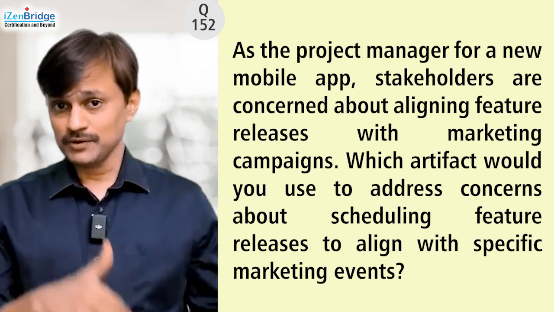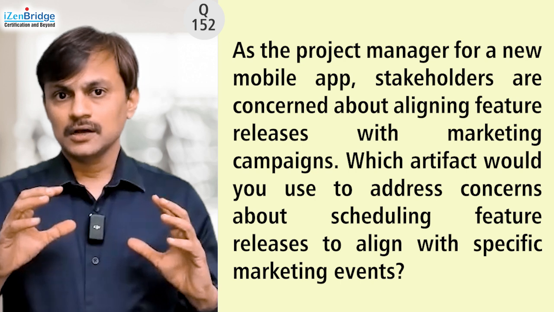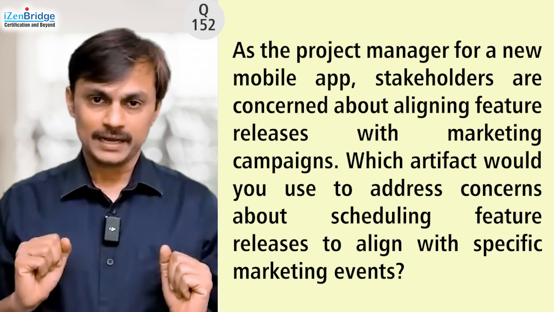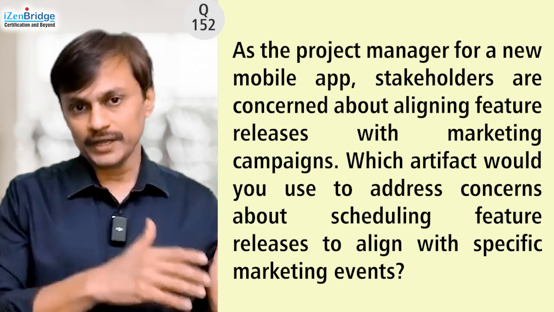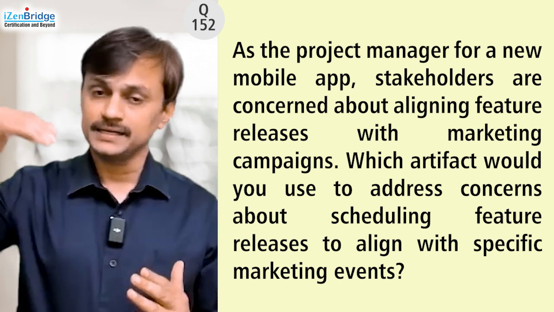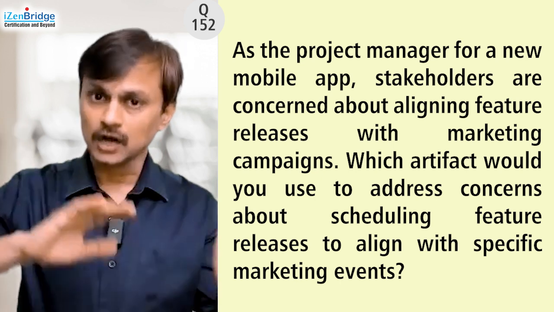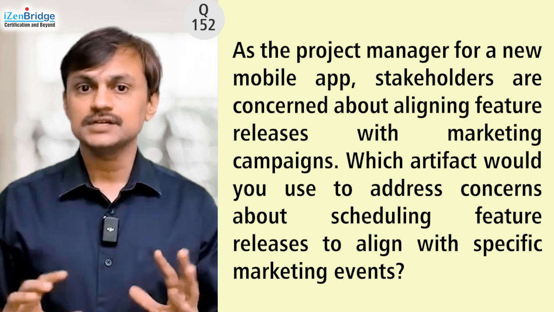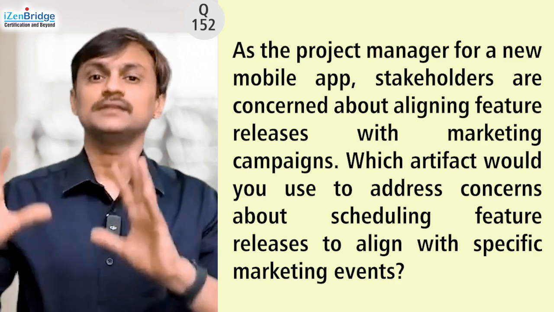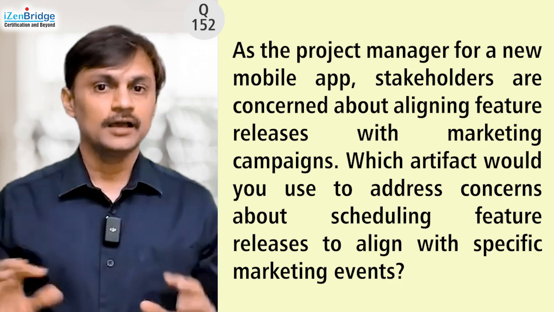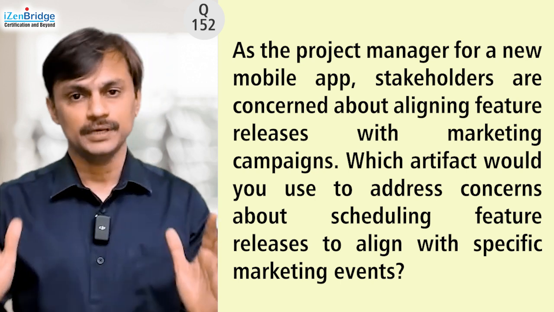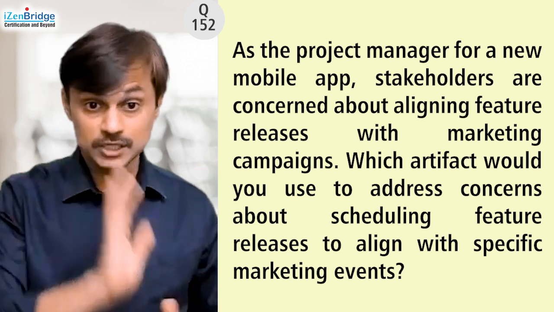So let's understand the question before we go to the options. Our stakeholders are talking about doing some promotion related to our mobile app, and they want to know when specific features are coming, so that they can align their marketing campaign and other activities accordingly. And you as a project manager are expected to support that, give them some projection so that they can plan their activities accordingly. Now, which of the following artifacts can help you in giving that particular projection? That's the question.